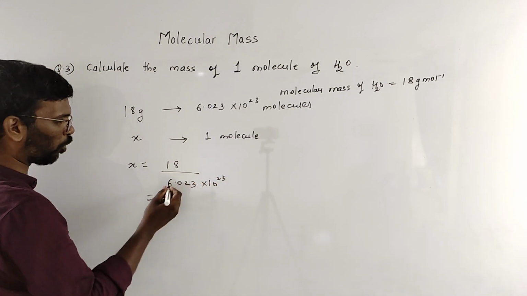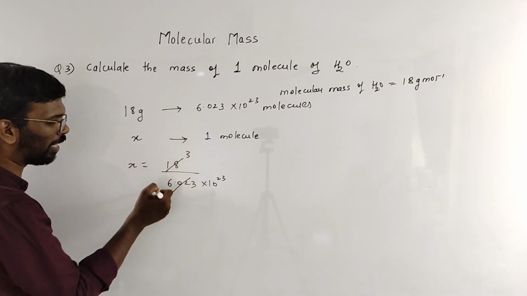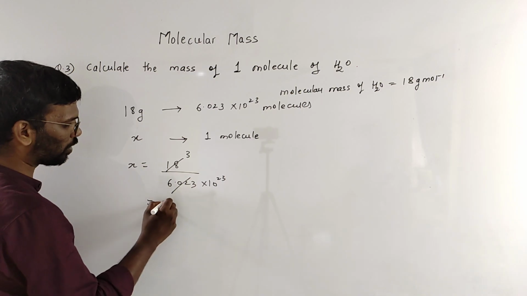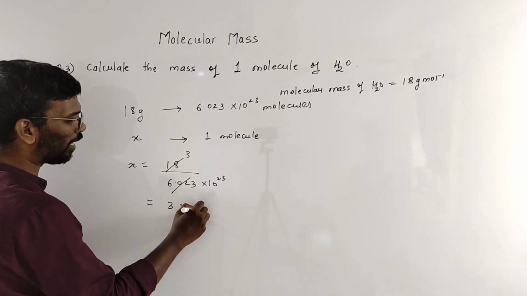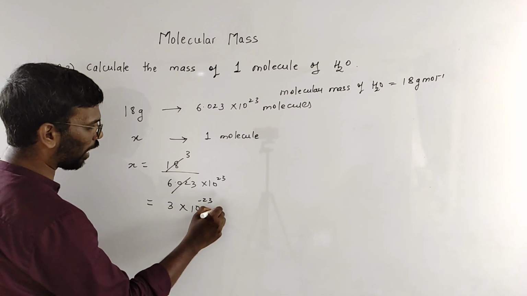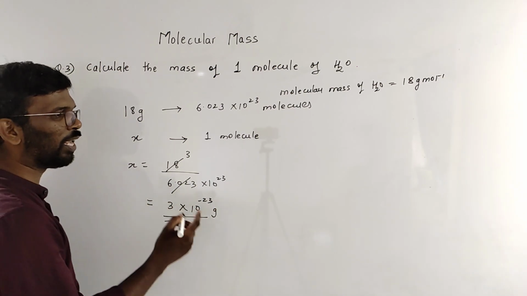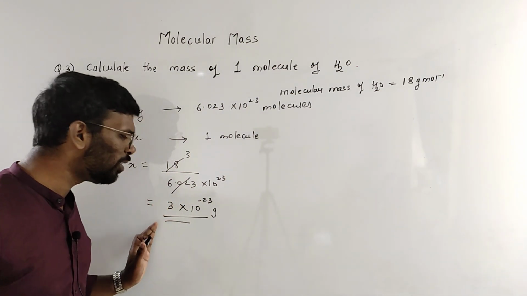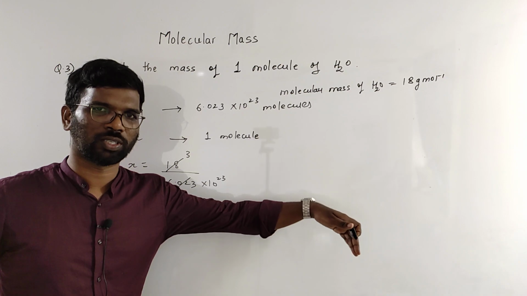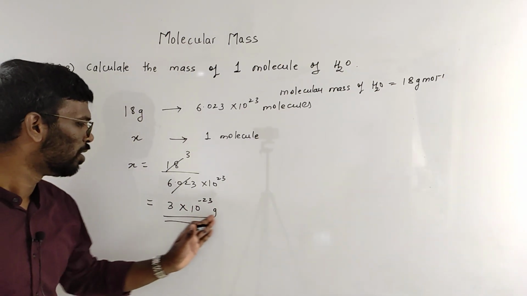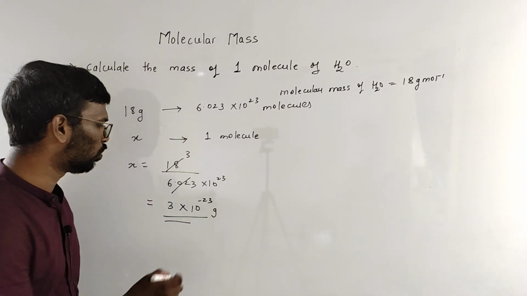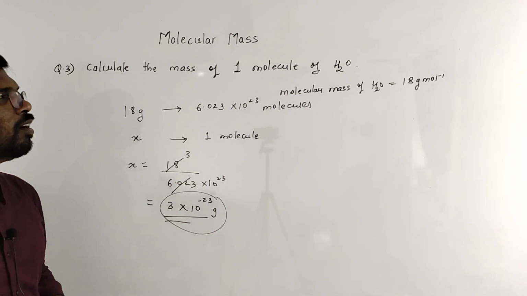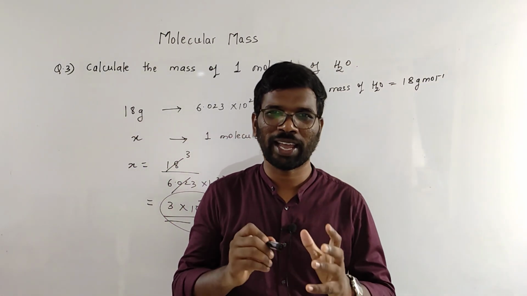So approximately, if I cancel this, it is almost 3, because 6 3s are 18. So 3 into 10 raised to power minus 23 gram. So one molecule of water will be weighing 3 into 10 raised to minus 23 gram. Minus 23 means it is 0.000, then 23 decimal places ahead, right? So it is that small. So this makes sense, right? This is the meaning of the molecular masses and the atomic masses.